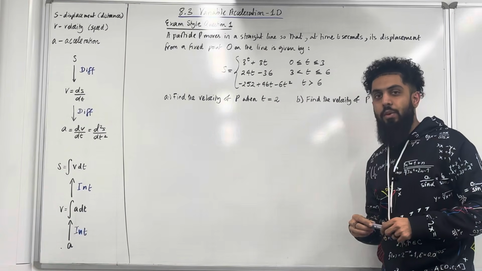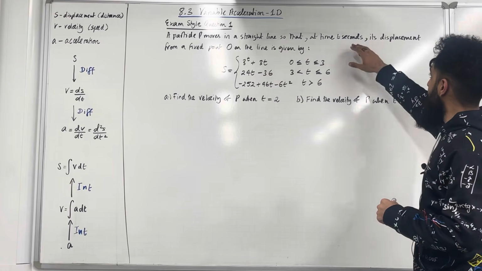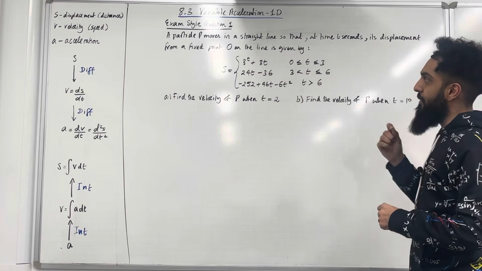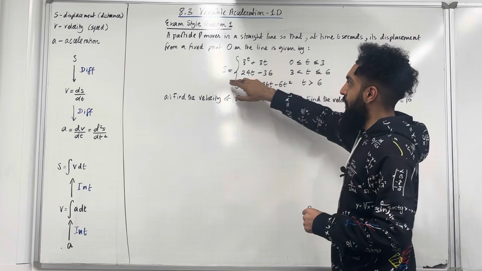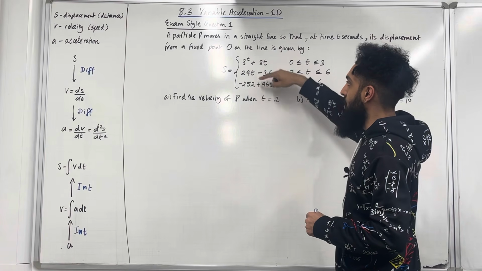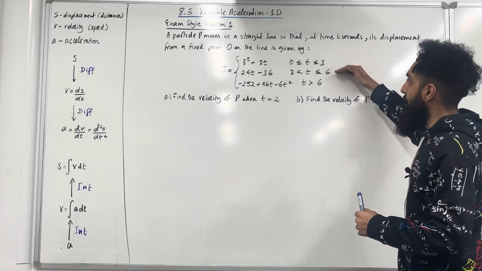Here is exam style question 1. A particle P moves in a straight line so that at time t seconds its displacement from a fixed point O on the line is given by this piecewise function.